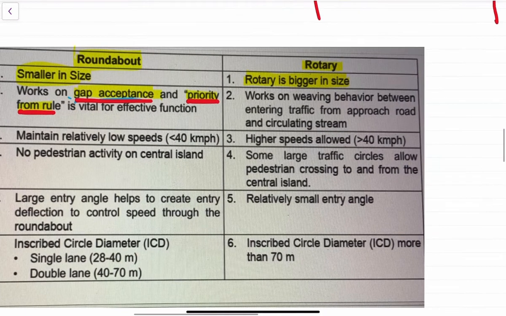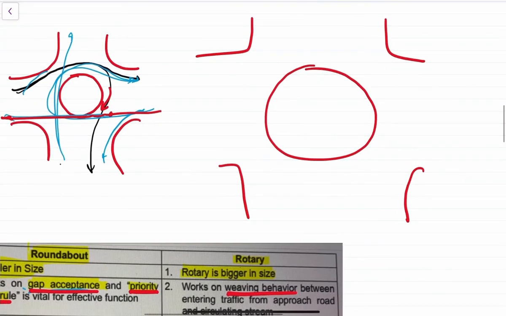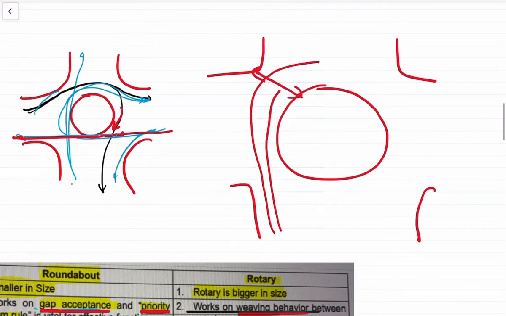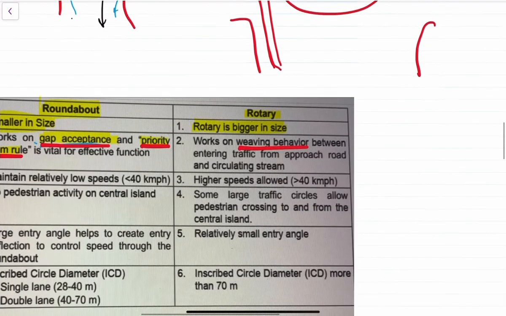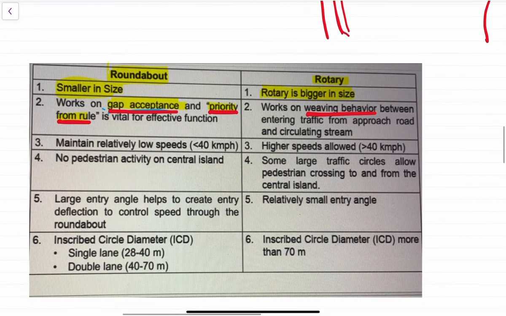While in rotary, the movement is based upon the weaving section, the weaving behavior. This means here there is ample weaving width available. So if there are multiple vehicles moving in the same direction, they have ample space to move from one place to another, right? So it works upon the weaving behavior. Roundabout being smaller, a relatively low speed is maintained, while in rotary a relatively higher speed is maintained.